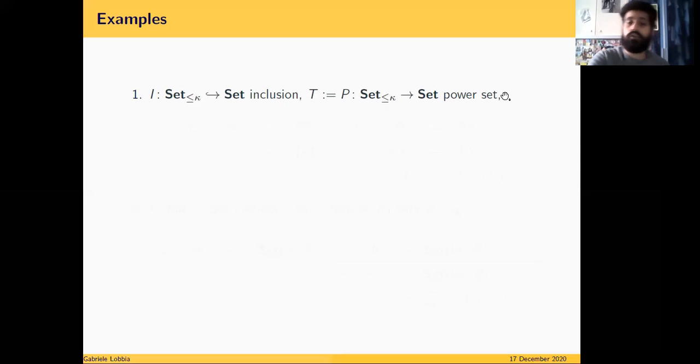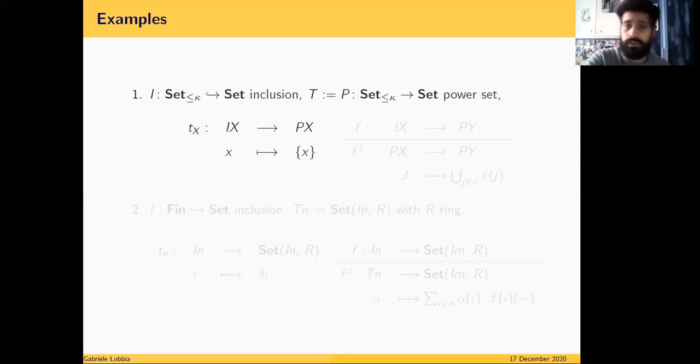And we can construct a relative monad in the following way. First of all, as unit, we just take the same, because I x would be just x, since it's just the inclusion. And then the power set will be, well, the power set. And so we take the same unit as the monad case. So we send any element of x to its singleton. Then we need to find the extension.